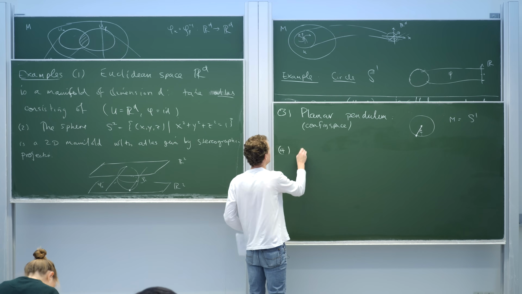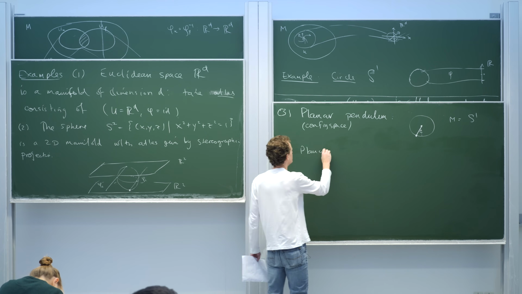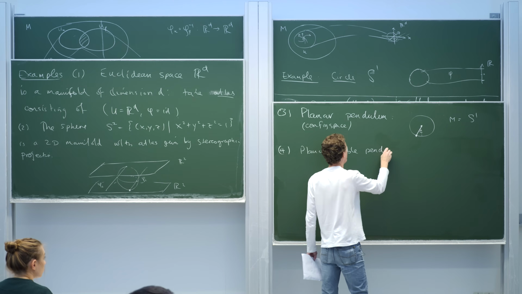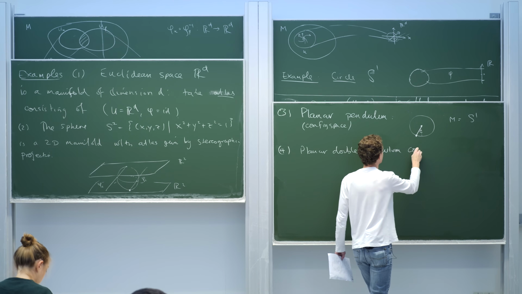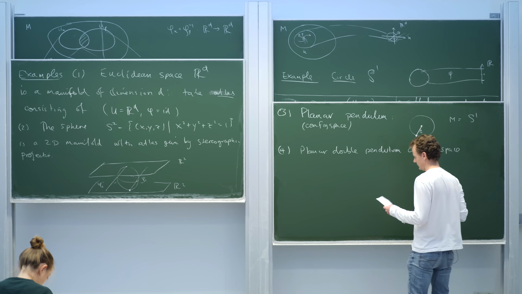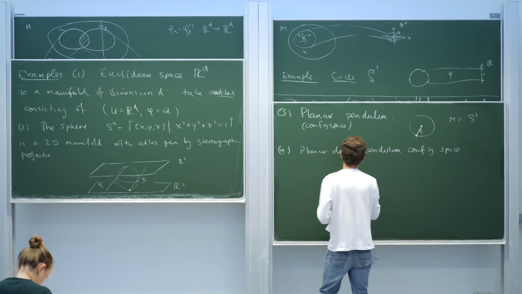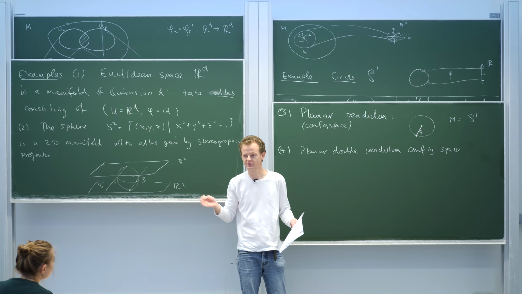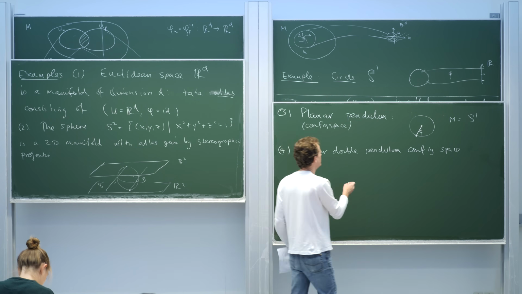Then the planar double pendulum. Its configuration space is, well, not S1, but S1 cross S1, the torus, T2.